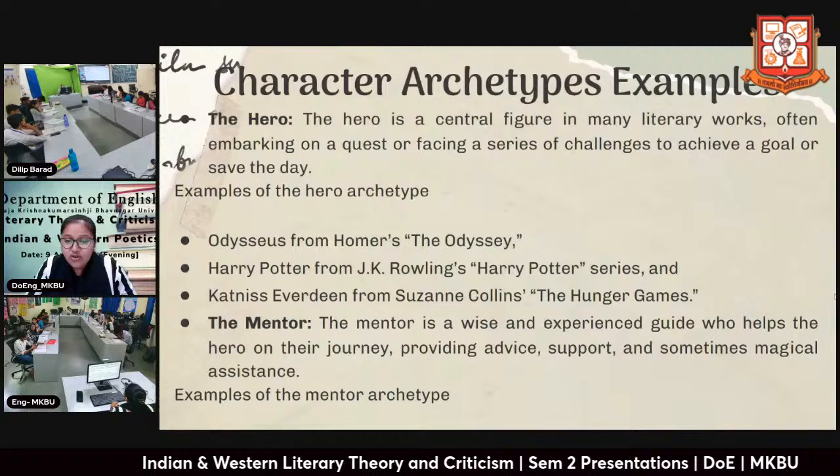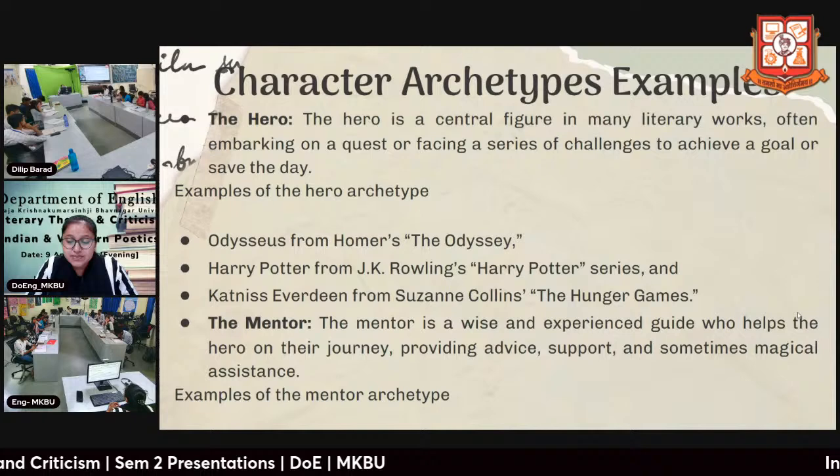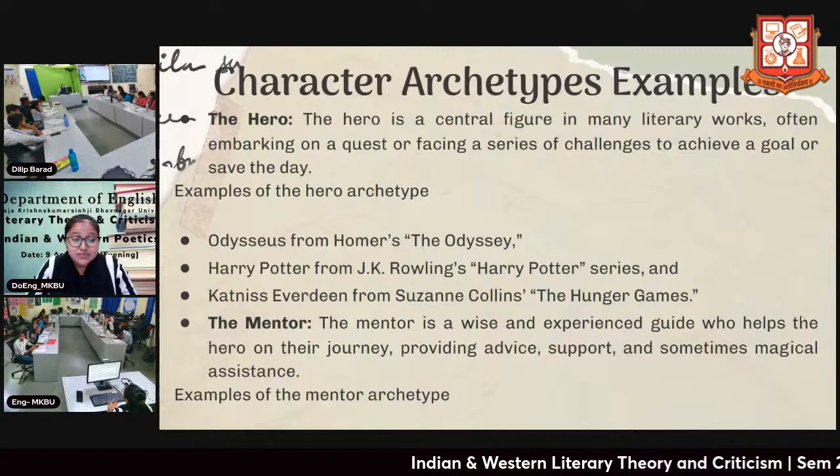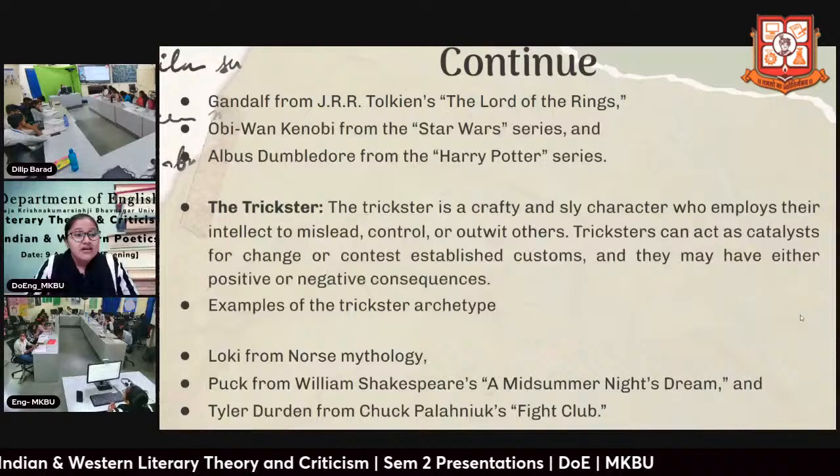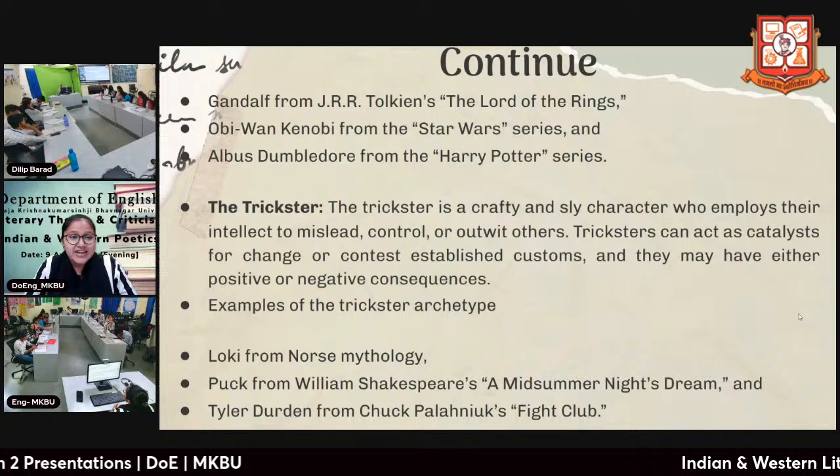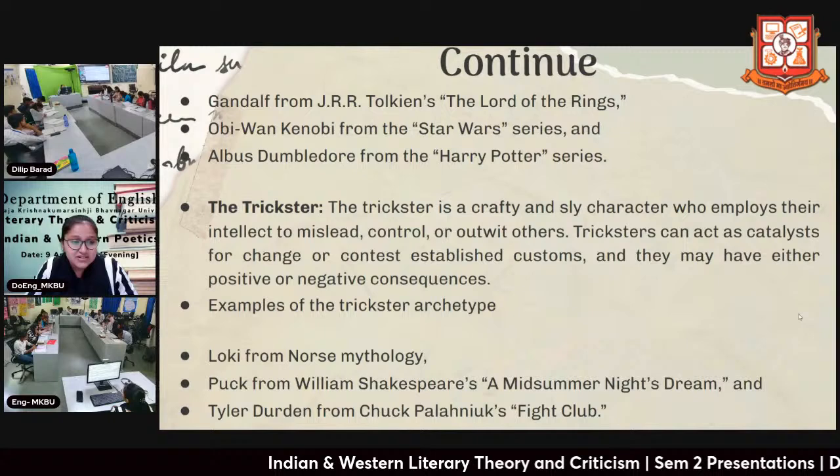Second, the mentor. The mentor is a wise and experienced guide who helps the hero on their journey, providing advice, support, and sometimes magical assistance. Examples of the mentor archetype: Gandalf from J.R.R. Tolkien's The Lord of the Rings, Obi-Wan Kenobi from the Star Wars series, and Albus Dumbledore from the Harry Potter series.